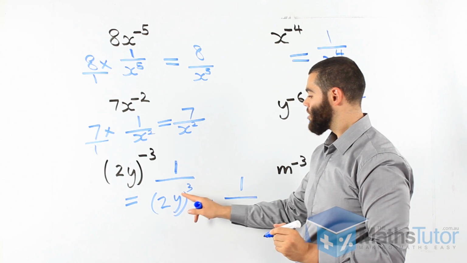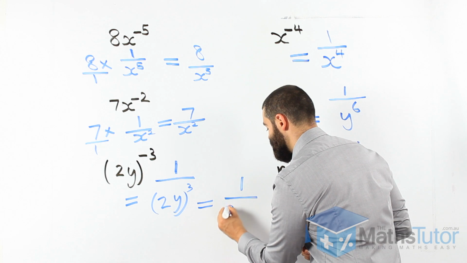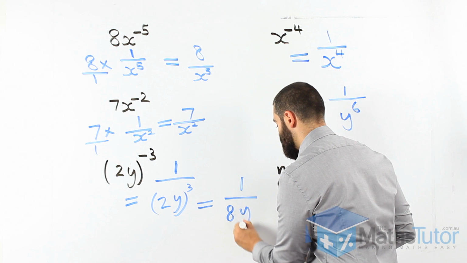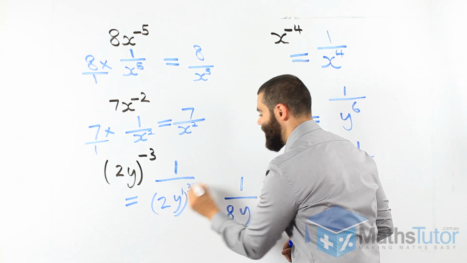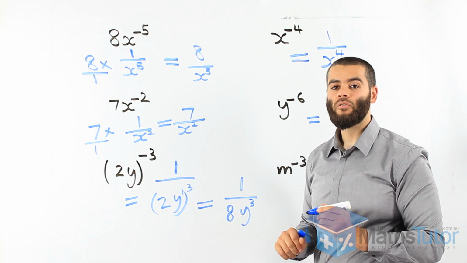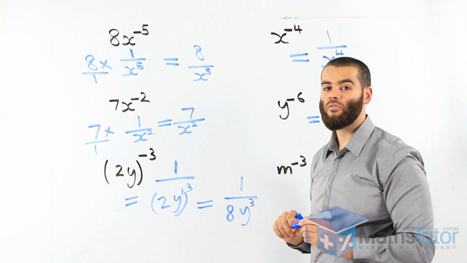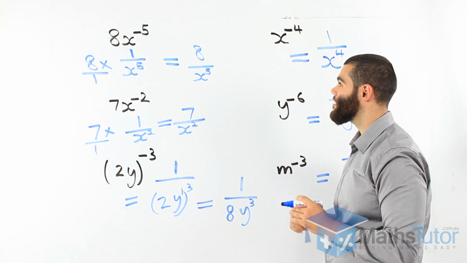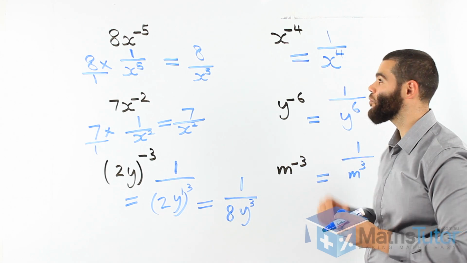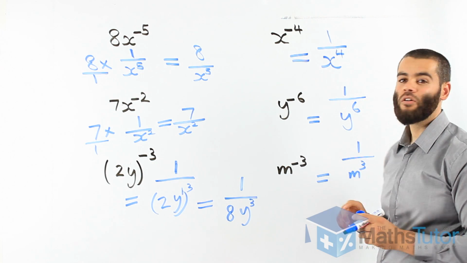1 over 2 cubed. 2 cubed, 2 times 2 times 2 is 8. y to the power of 3 is y cubed, because we know there's an invisible 1 here. Power to power, 1 times 3 is 3. y to the power of 3. So our answer is 1 over 8y to the power of 3. It is pretty easy. Watch out for the negative. We know negative means 1 over, and this is how it's done, whether it's normal numbers or algebraic expressions, algebraic terms, we follow the same process.